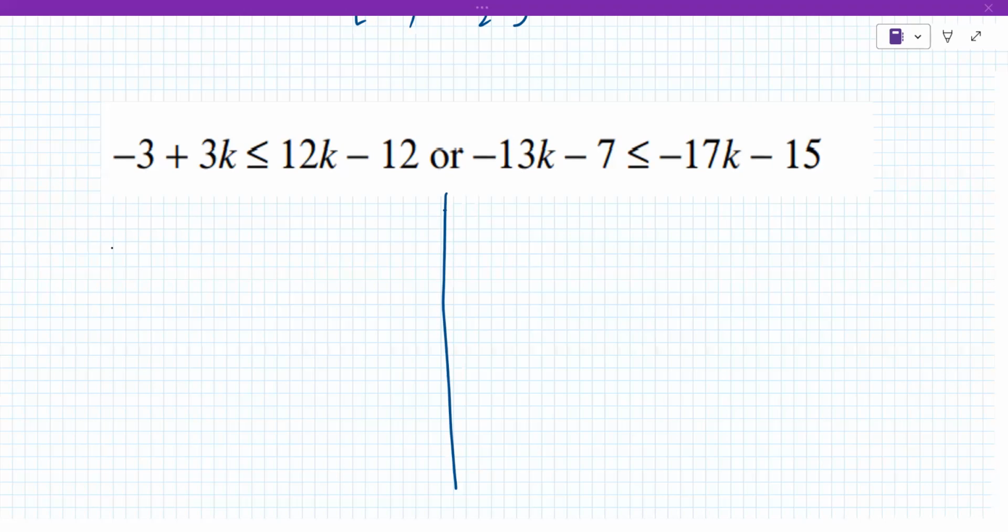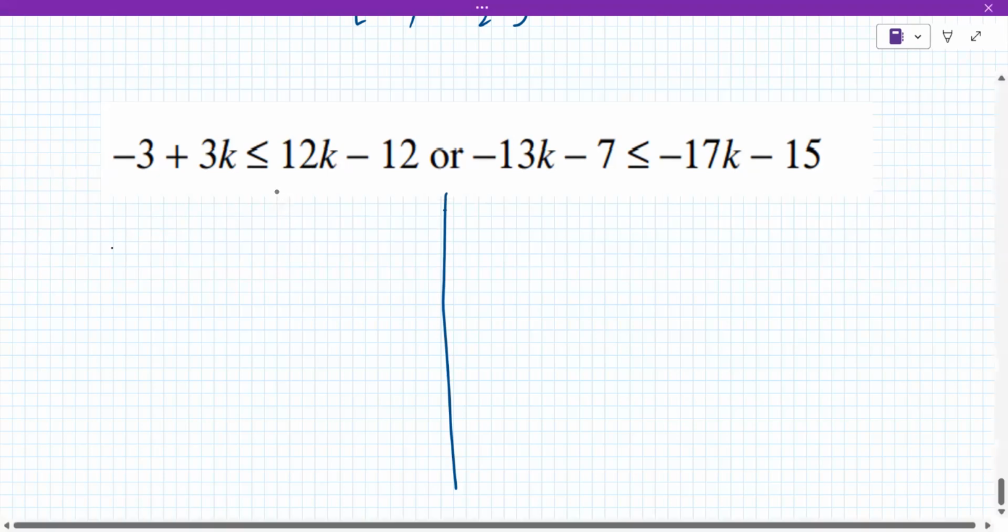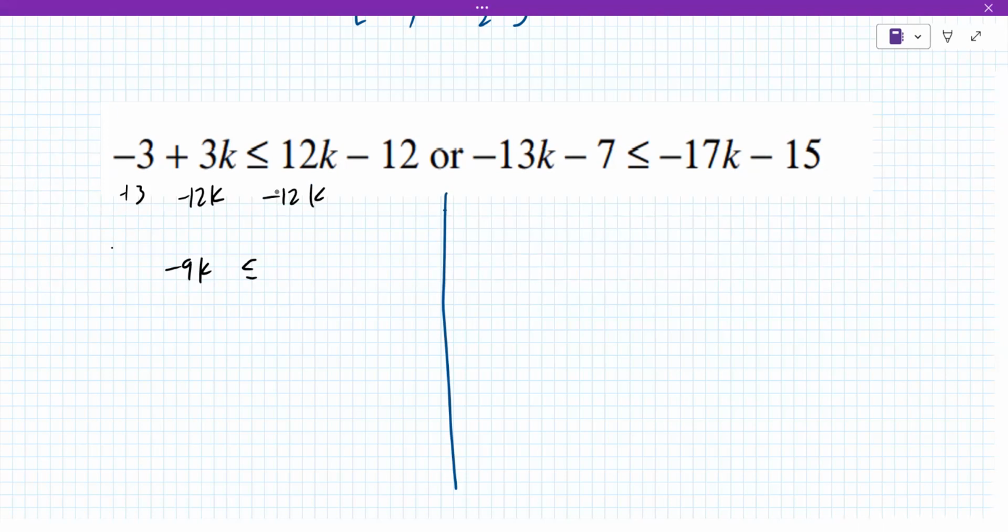Is it 9? Wait. Which one did you solve first, the one on the left or the one on the right? The one on the left. Okay, so I'll help here. You're going to subtract 12K minus 9K less than or equal to add 3 minus 9, divide by minus 9. So K is greater than or equal to 1.